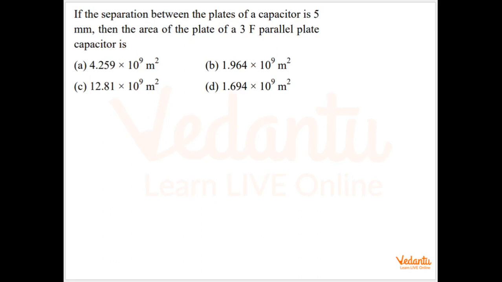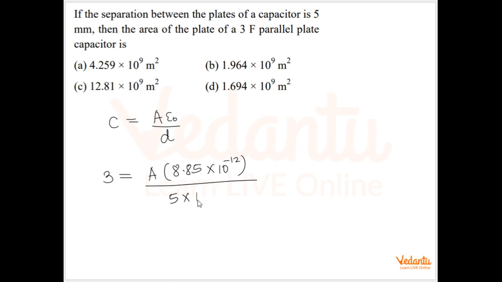In this question, the separation between the plates of a capacitor is 5 mm, and you have to find out the area of the plates so that the capacitance is 3 farads. Beta, we just have to use the simple formula here. C is equal to A epsilon naught divided by D. When I substitute the value, I will write down 3 is equal to A into epsilon naught, which is 8.85 into 10 power minus 12, and D, beta, is given as 5 into 10 power minus 3.